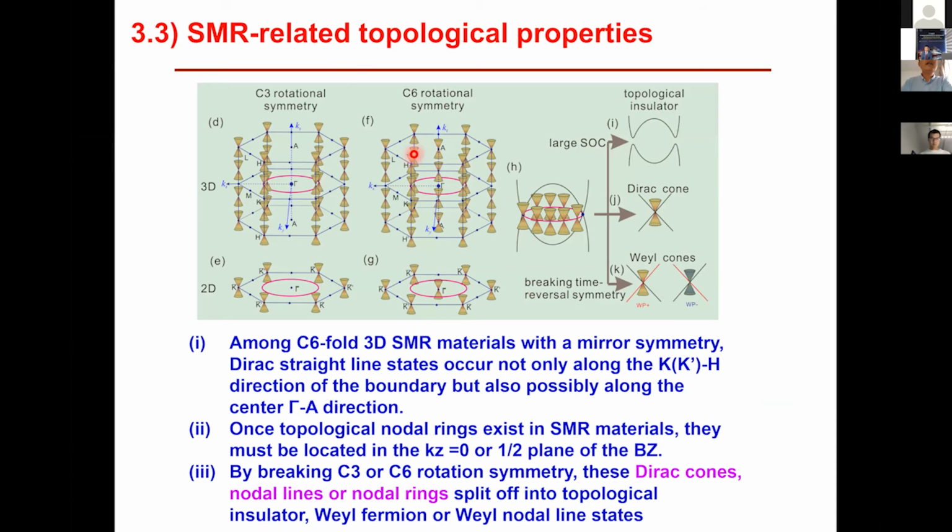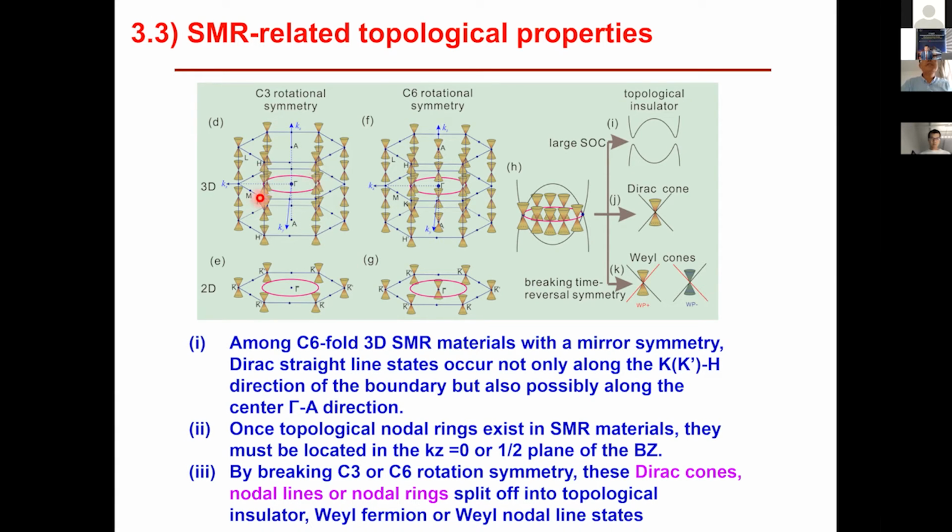And most interestingly, this six-member ring material can show interesting topological properties. So, for example, in these three-dimensional SMR materials with six-fold symmetry, the Dirac straight line states not only occur along this direction, but also along this direction.